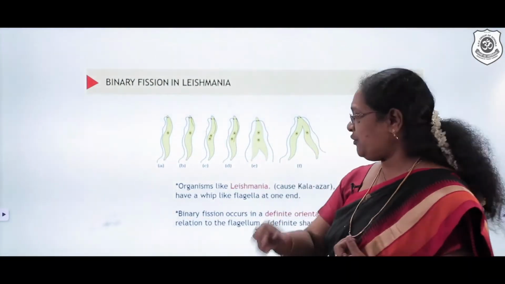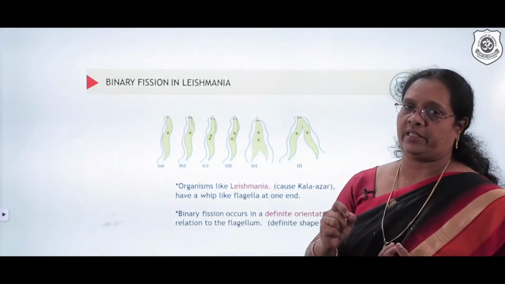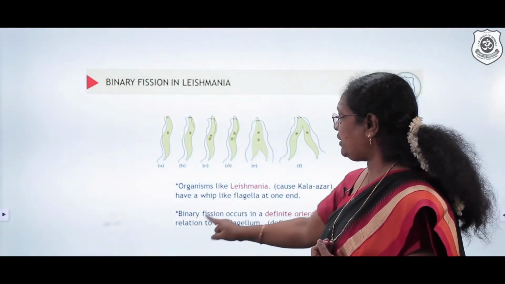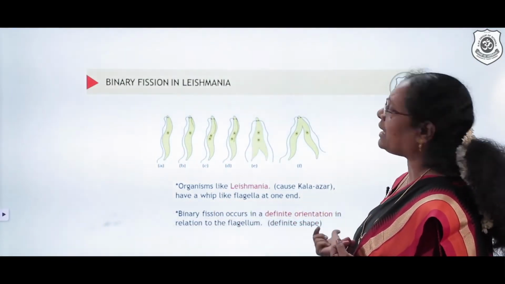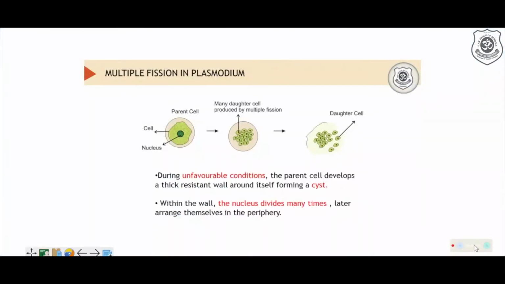And they have a whip-like structure, in the sense they have a very definite shape. Because of the definite shape, you find the binary fission occurs in a very definite orientation. It has to just divide into two. The reason is the relation of the flagellum over there, and it has a definite shape. That is what we see in the case of binary fission. We'll now move over to multiple fission in Plasmodium.